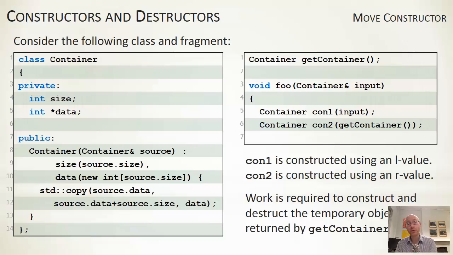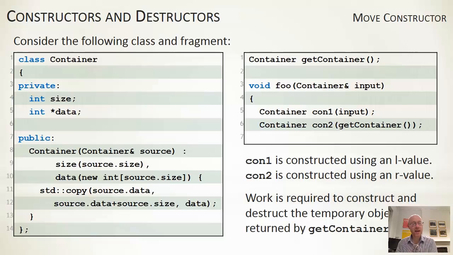Over on the left hand side, we've got a container class with two private member variables: an integer called size, and a pointer to an array of data of whatever size we have specified. We've got a constructor here. It is a copy constructor. I left out things like the const just for conciseness. So we're constructing a container, passing in another reference to a container.